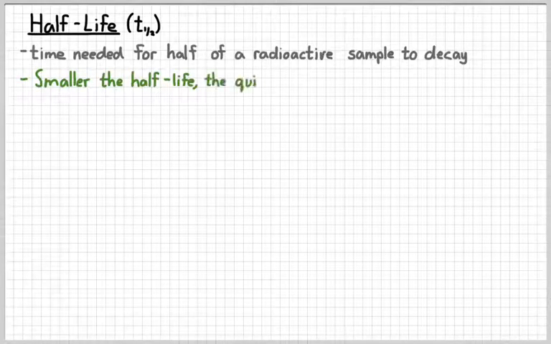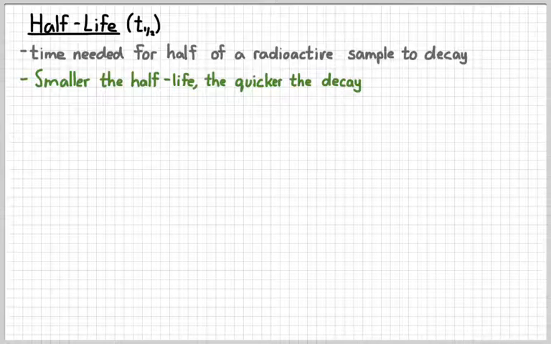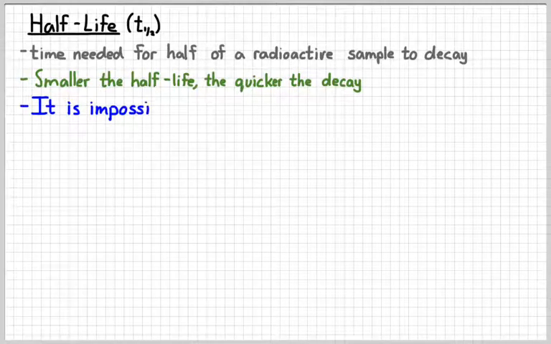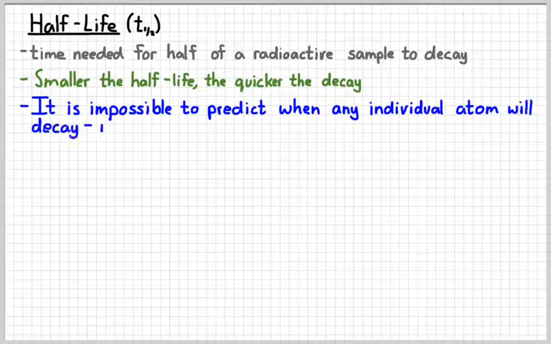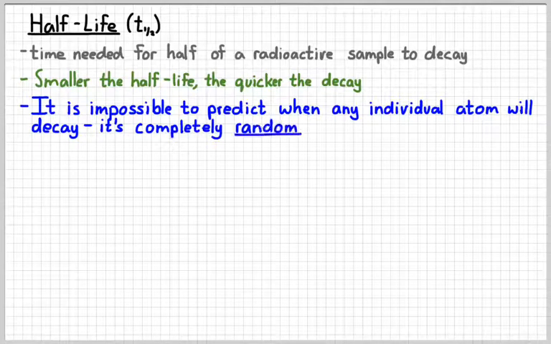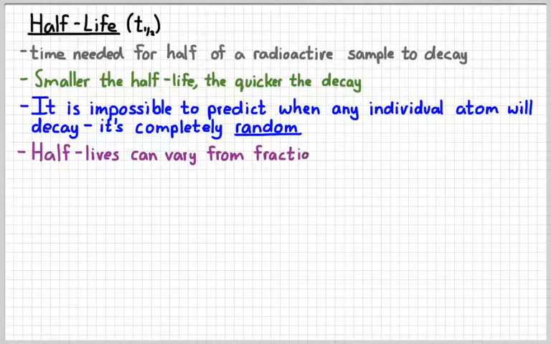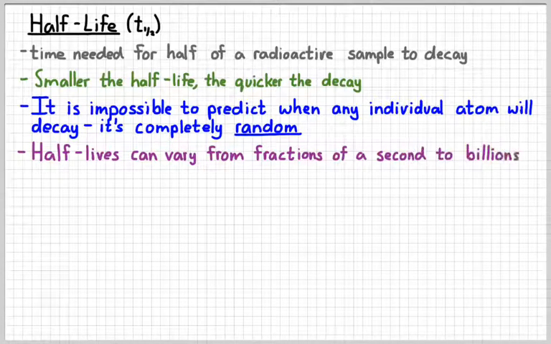If we have a smaller half-life, then that means we have a quicker rate of decay. So things that have a small half-life are things that will decay faster. We cannot predict when any particular individual atom is going to decay. It's basically impossible to do that. It's completely random, and so all this is just based on statistics. It's not possible to predict when one particular atom will decay. We can have half-lives that vary from tiny fractions of a second to billions of years, and it depends just on the stability of the nucleus.